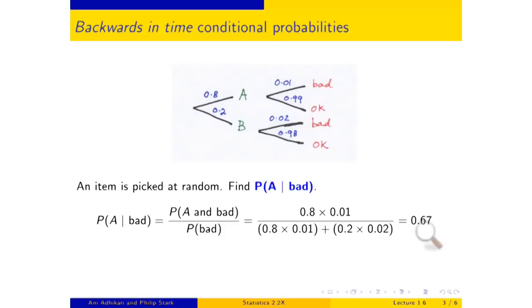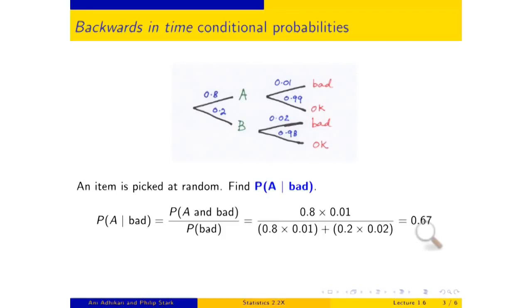And I would like to examine the size of that answer. If I didn't tell you anything about this randomly picked widget and I asked you what is the chance that it came from machine A, you would say 80%, because 80% of those objects come from machine A. But now I'm telling you something. I picked it at random and it's bad. So now which machine do you think it comes from?